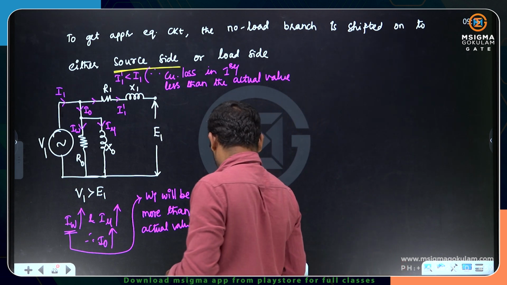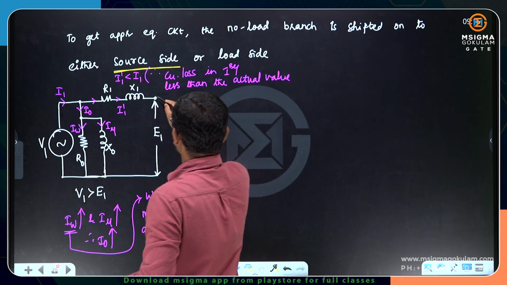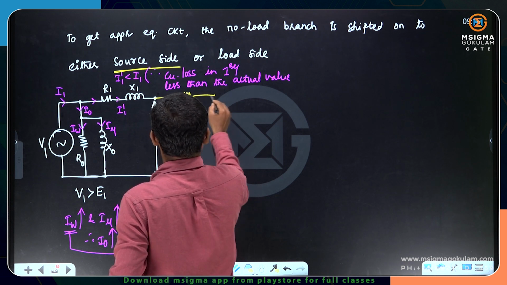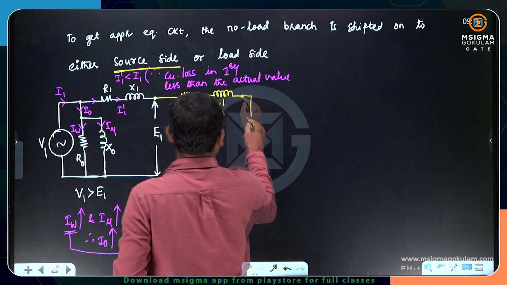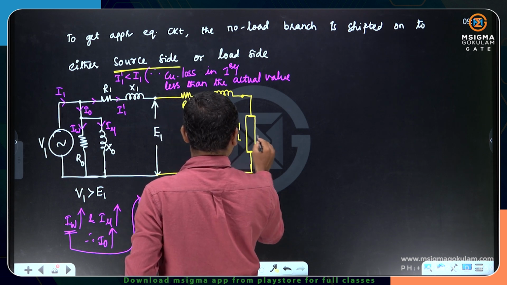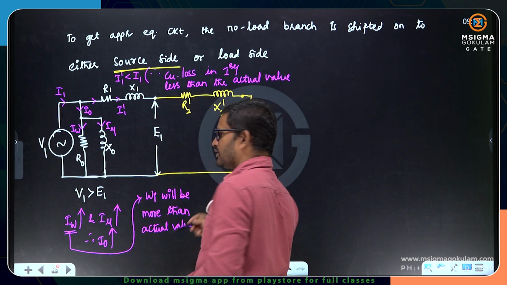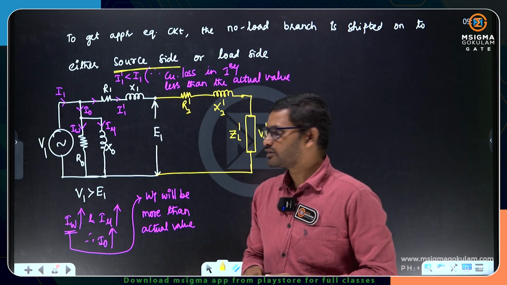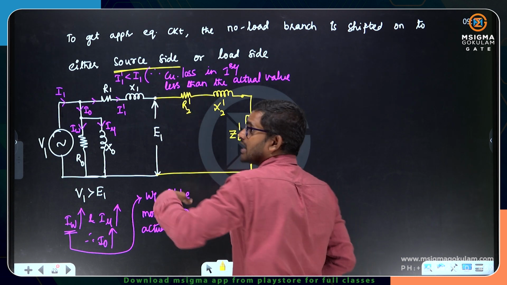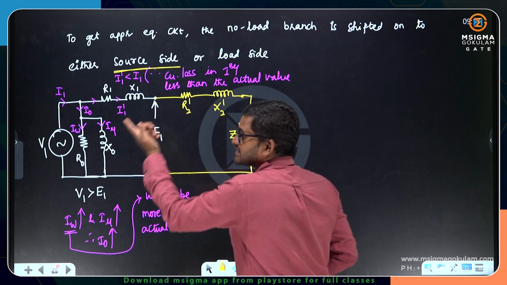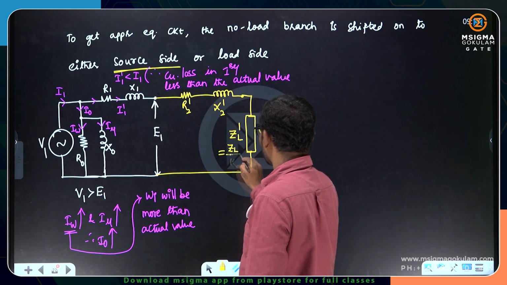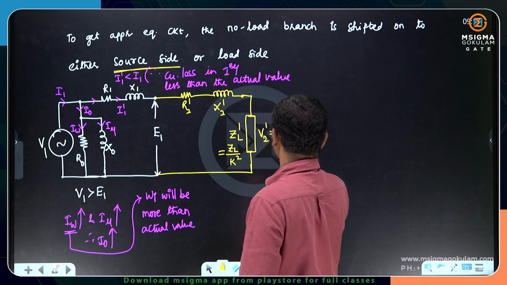Now look at the secondary parameters. How will the secondary parameters be? We have R2 dash, we have X2 dash, and we have the load here, ZL dash, and V2 dash. We know V2 dash is equal to V2 by K. Now what can I write for the ZL dash value? When you can write R2 dash as R2 by K square, and X2 dash as X2 by K square, you can write ZL dash is equal to ZL by K square. V2 dash we have written already, that is V2 by K.